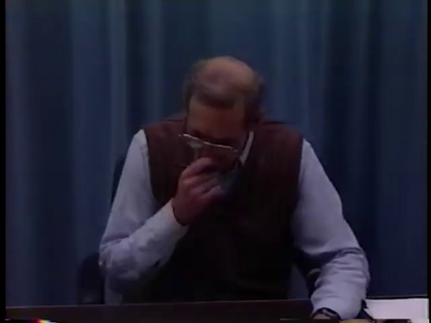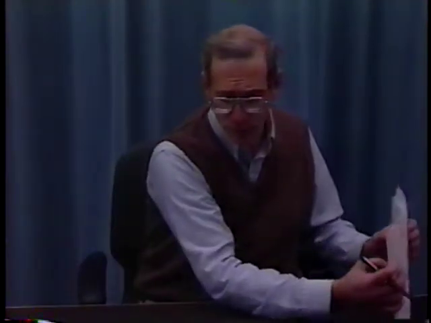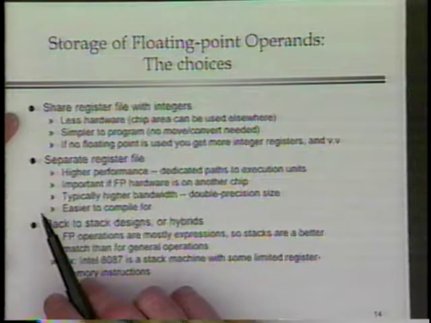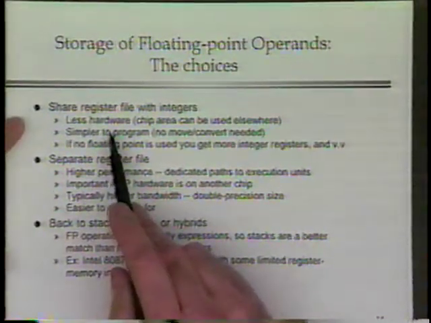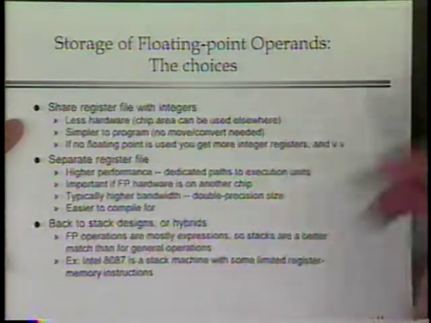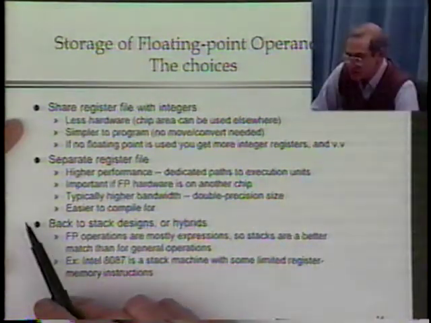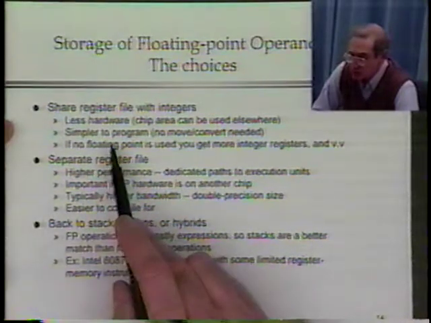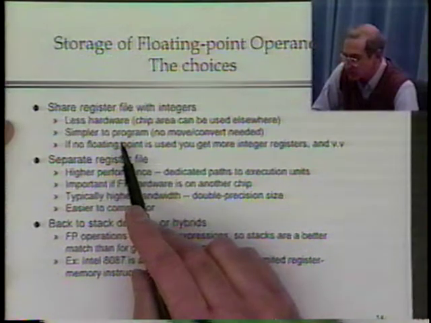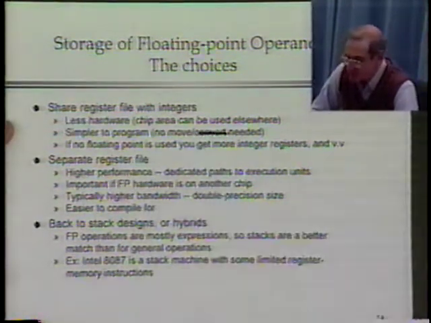Floating point operands. Just want to go over this briefly. Basically, you have several different choices. One is that you can choose to use the same register file that's used for integers for floating point operations. Well, that's useful because you don't have to have a separate set of registers, so it takes less hardware, which means that you can use that chip area for something else, for making your machine go faster, or caches, or whatever. It's simpler to program because you don't need to move from the integer register file to the floating point register file. You still need to do converts, but you may not need to do moves.